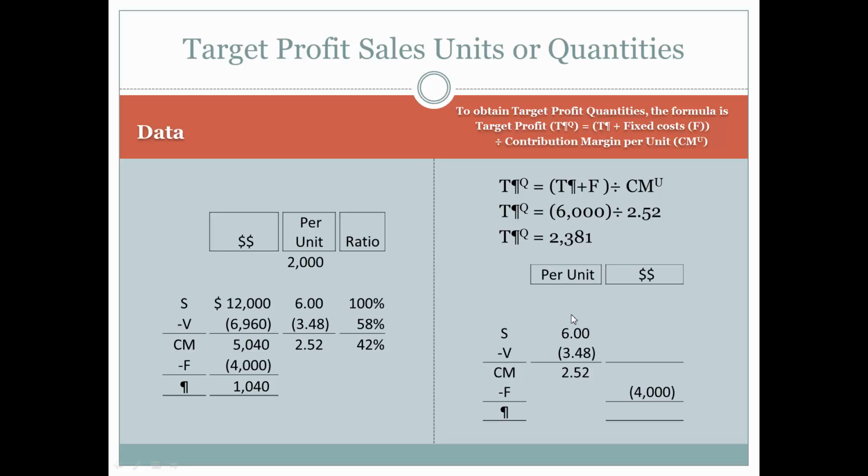Let's look at it now in a total dollar value. So we would have 2,381 units, which we multiply by $6 per unit. That would give us $14,286 total dollars. And the variable expenses on a per unit basis are $3.48, which when multiplied by the number of units we intend to sell of 2,381 would give us $8,286, which when deducted from $14,286 will give us $6,000, from which we will deduct our fixed expenses and get a target profit of $2,000.